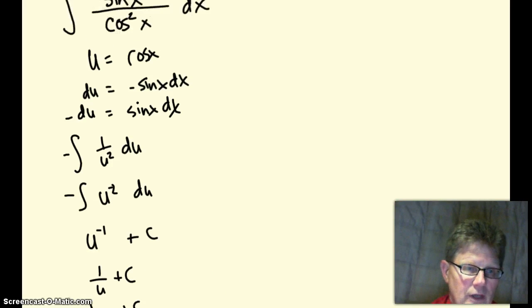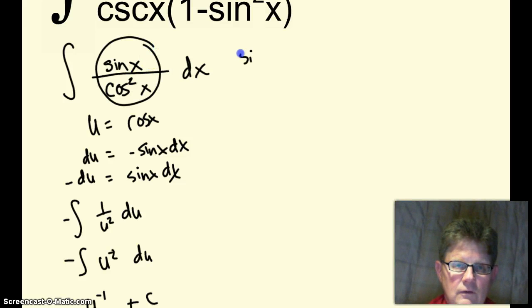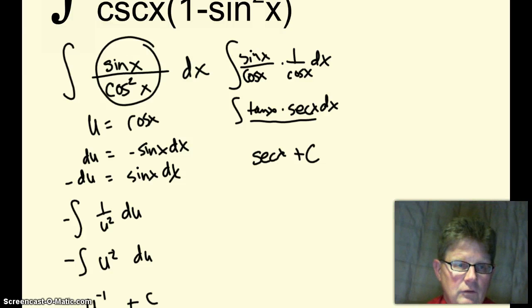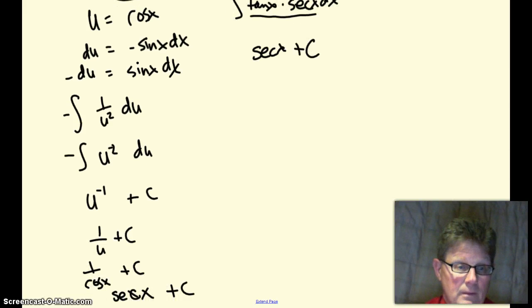Now I'd like to show you the other way I saw how to do that. I saw this as sine of x over cosine of x times 1 over cosine of x dx. Okay, and that would be tangent of x times secant of x dx. And what is the antiderivative of tangent x secant x? Sure. Secant x plus c. So you could have done that by substitution or by neither, and get the answer secant of x plus c. Pretty tricky there.